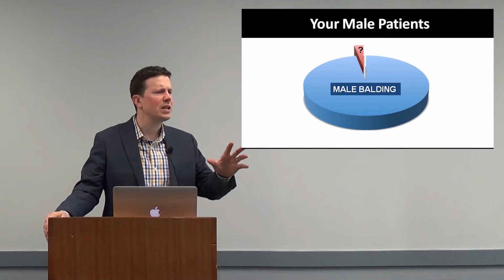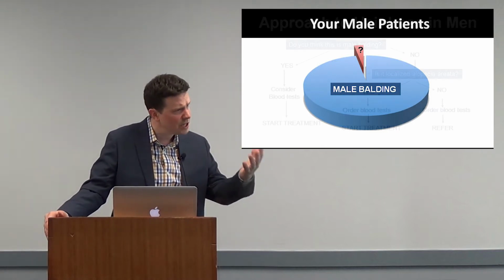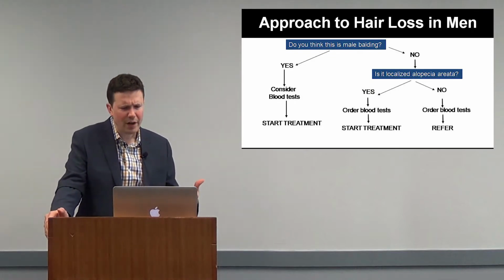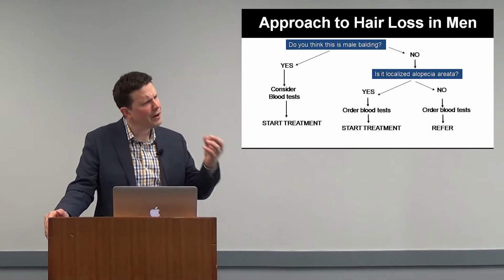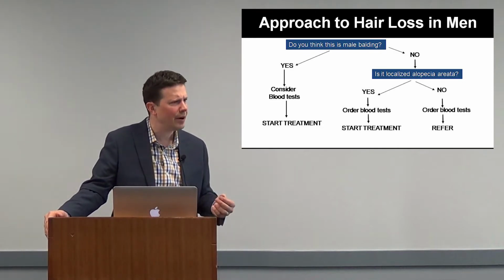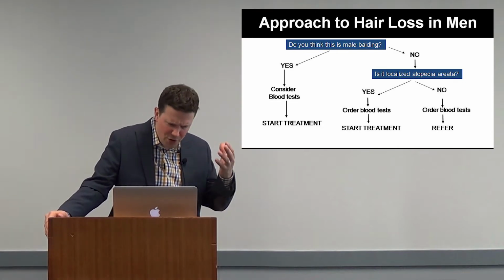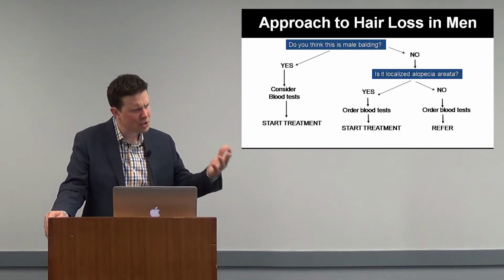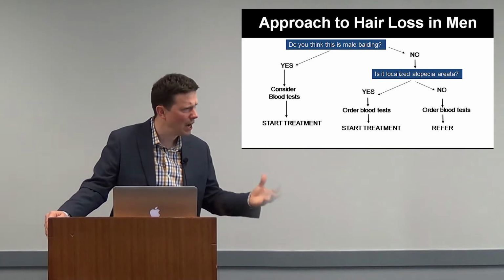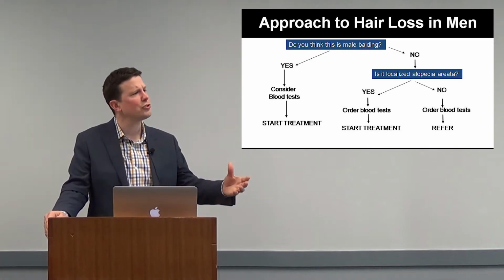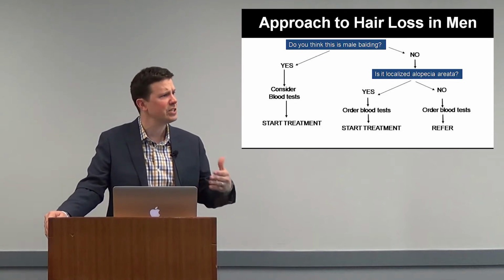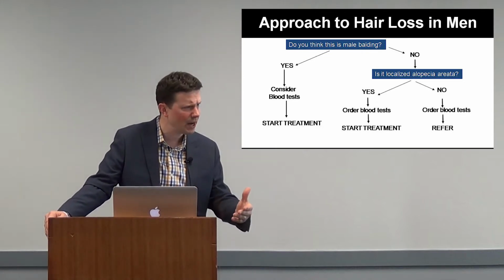And so the approach that I would recommend you give consideration to would be this approach. It's a simple approach to dealing with hair loss in men. And the very first consideration is for you to decide, do you think this is male pattern hair loss? And if you think it's male pattern hair loss, then consider ordering some blood tests, a basic CBC, thyroid, iron panel, and then start treatment.